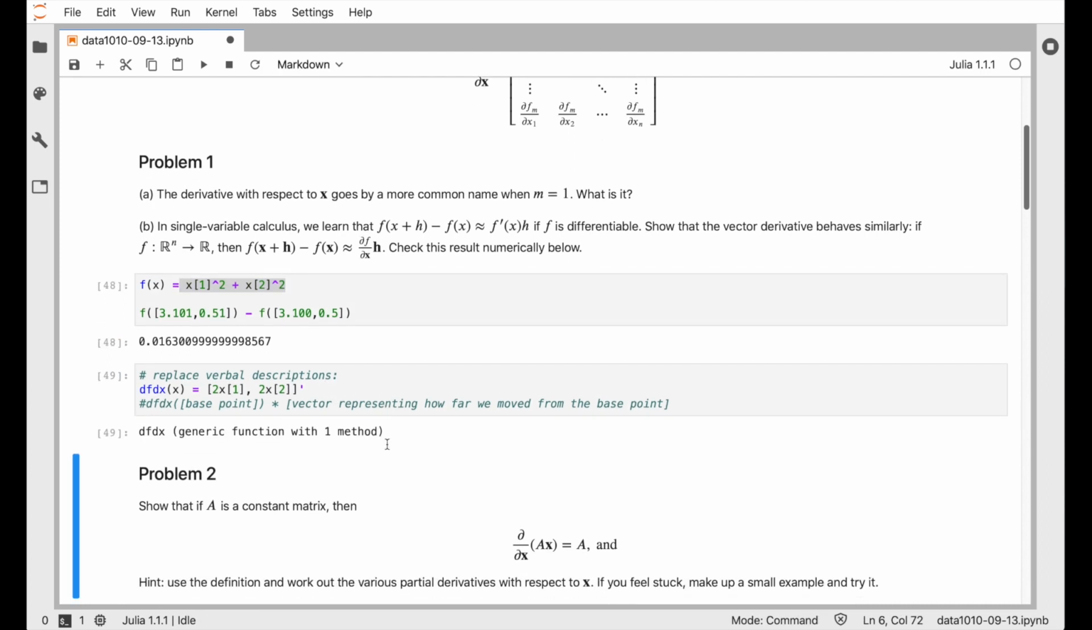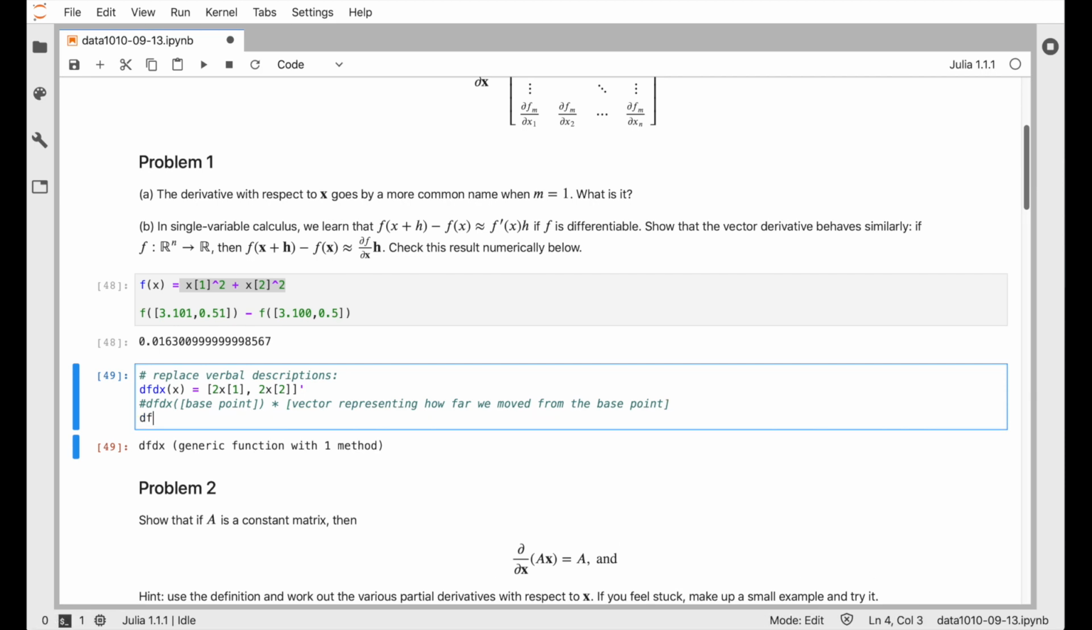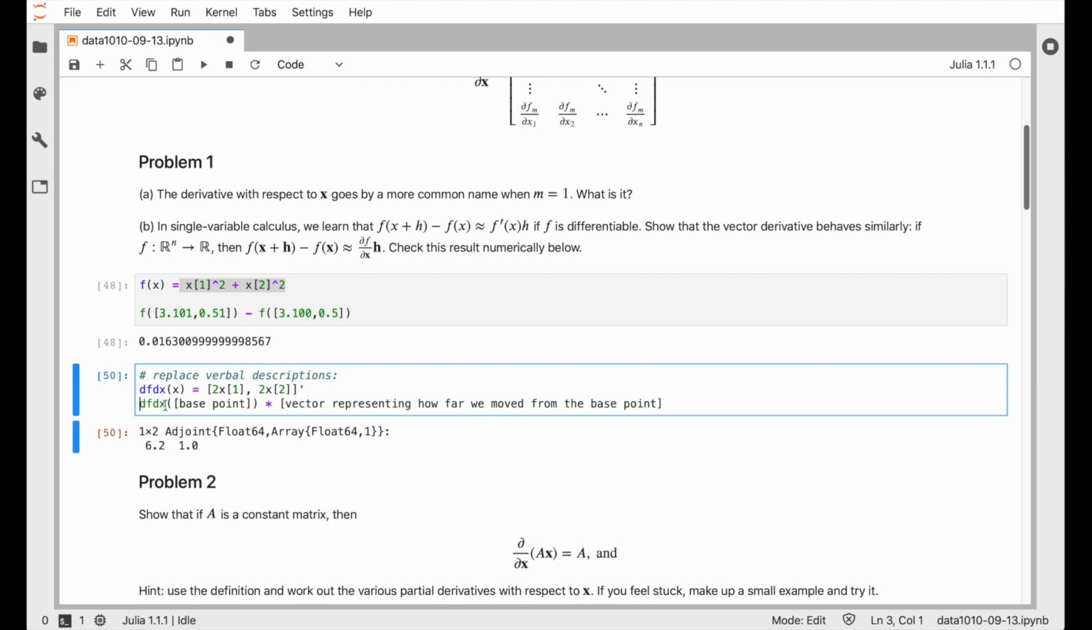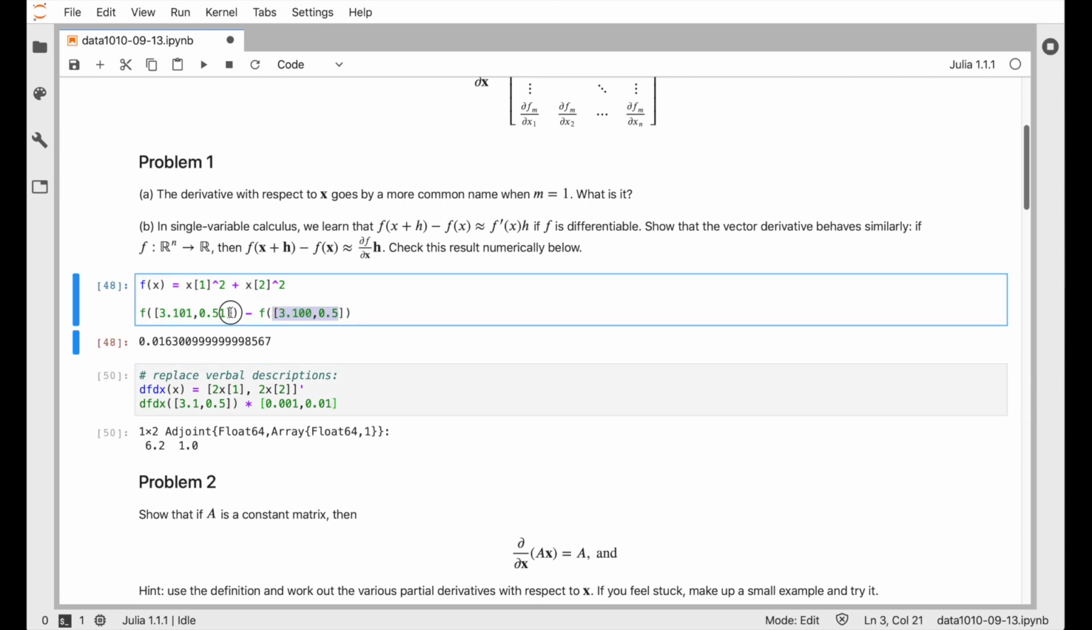And if we evaluate this function just to see what's going on here at some vector like 3.1 comma 0.5, what it's going to return is called an adjoint. So that's a vector that has sort of been transposed and is poised to multiply a vector on the right. We're going to evaluate that derivative at the base point, which is 3.1 comma 0.5. And we need to multiply that by the displacement vector, which is 0.001 comma 0.01. And we're just reading off the difference between this vector and this vector.